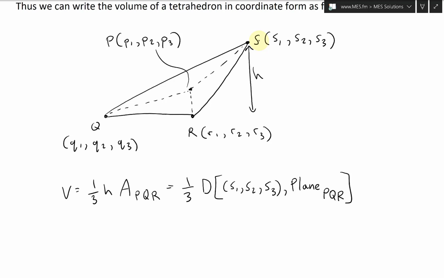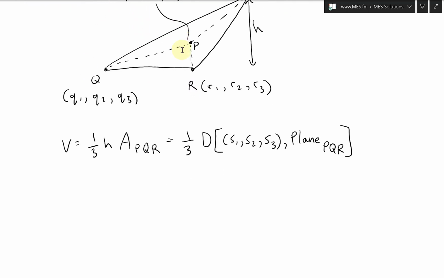Like that. And then the area of this triangle, we know that already. That's just this vector right here, this PQ and this PR. And let's put this P as well there. And the coordinates are P1, P2, P3, etc. And so we have this.